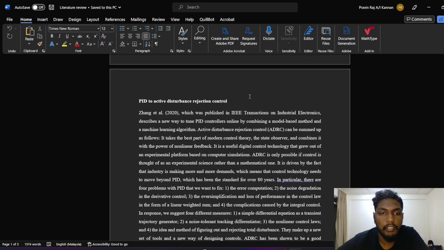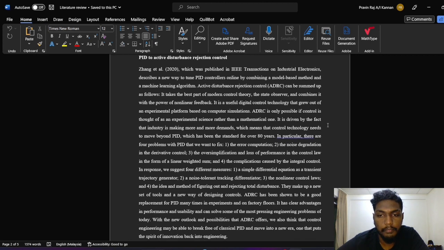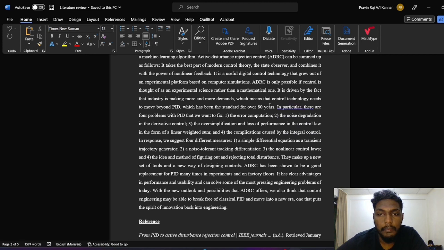The second literature is "PID to Active Disturbance Rejection Control", which was also published in IEEE Transactions on Industrial Electronics. Active disturbance rejection control, ADRC, can be summed up as follows. It takes the best part of modern control theory, the state observer, and combines it with the power of nonlinear feedback. And also ADRC is only possible if control is taught as an experimental science rather than a mathematical one. So this means that control technology needs to move beyond PID, which has been the standard for over 80 years. In particular, there are 4 problems with PID we want to fix.